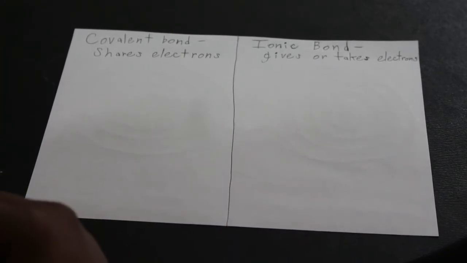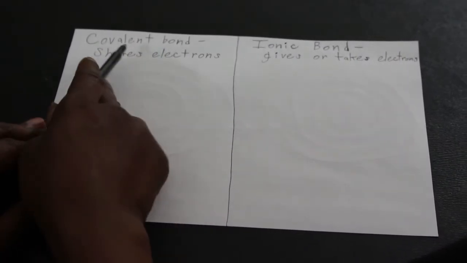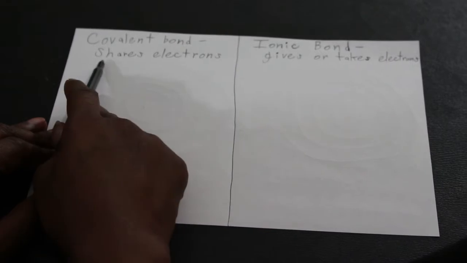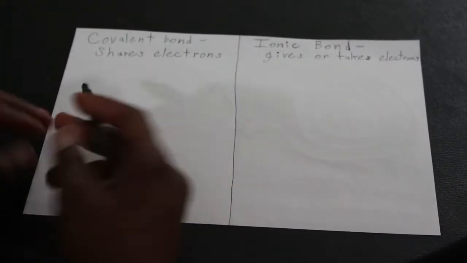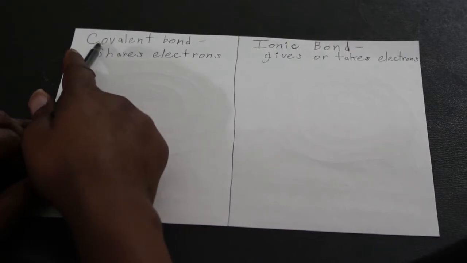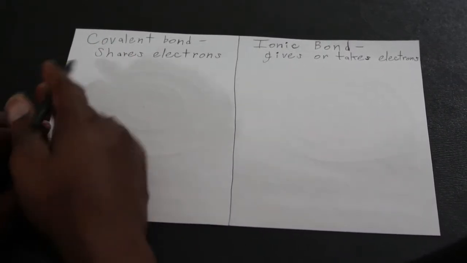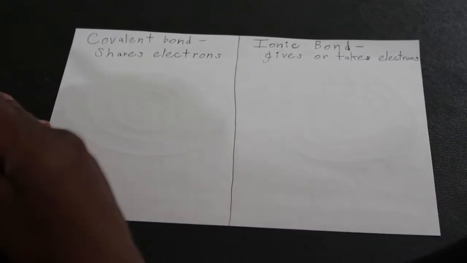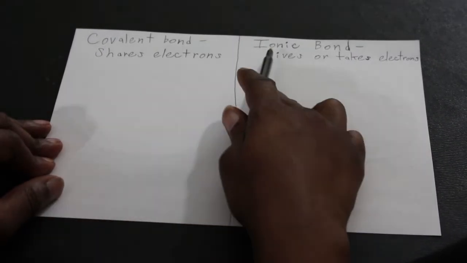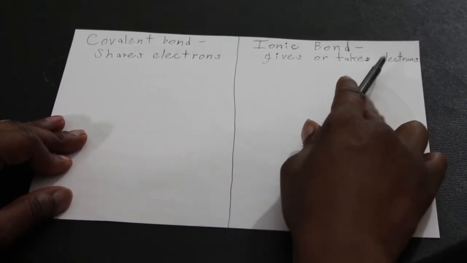And today we're going to talk about covalent and ionic bonds. So let's get to it. In a covalent bond, they share electrons. How do we know they share electrons? Because if you look at the root word or prefix, you have co-champion, co-captain, cooperate, collaborate. Co stands for to share or to work with. If you look at the next one, ionic bonds mean to give or take electrons.